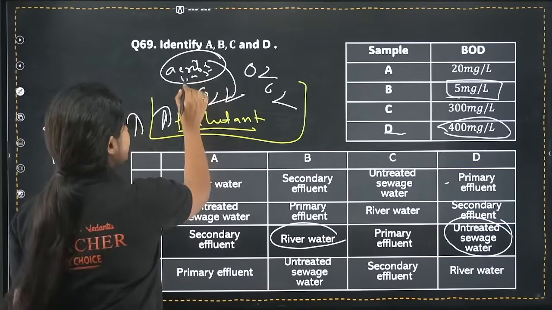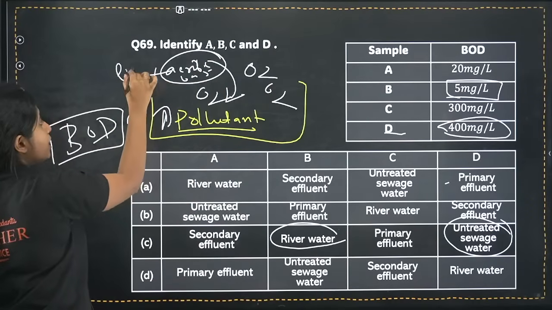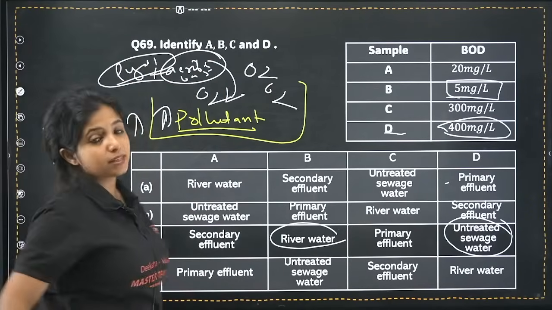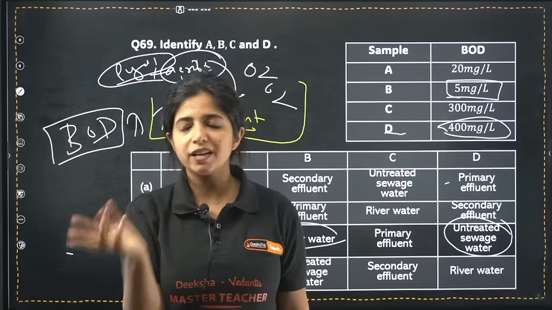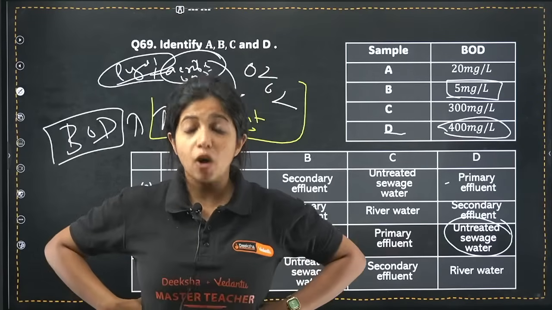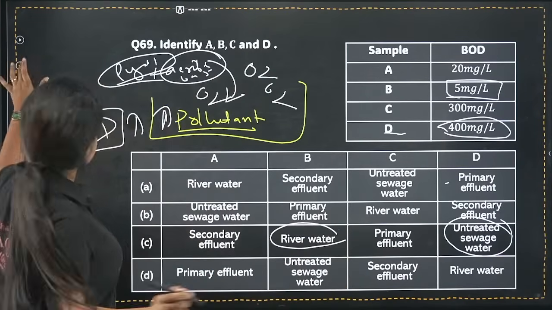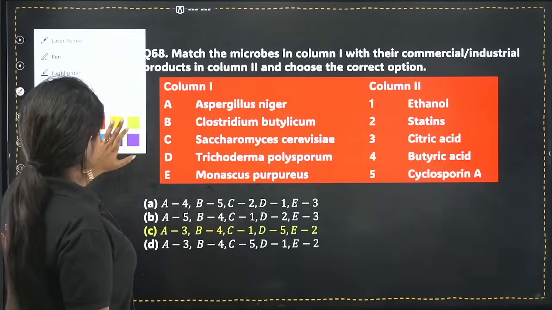Who is doing all this? Aerobic bacteria along with fungal filaments. What do you call fungal filaments plus aerobic bacteria? Flocs. Now over here one more thing is there.